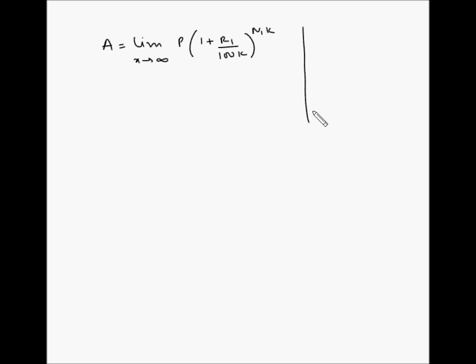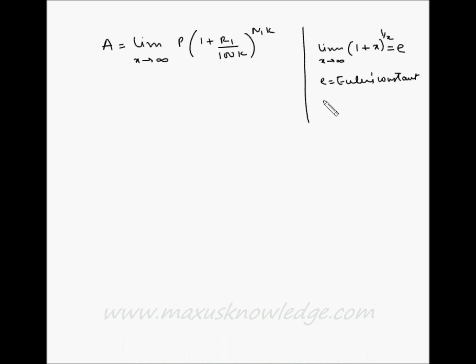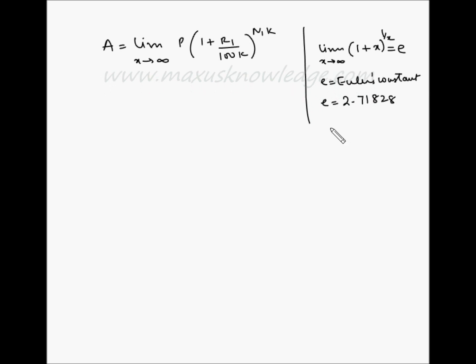Now we know that limit x tending to infinity, 1 plus x to the power 1 by x can be expressed as e, where e is Euler's constant, that is a number which was found to be equal to 2.71828. So this expression we have to somehow express in terms of limit x tends to infinity, bracket 1 plus x to the power 1 by x. So let's try to do that.